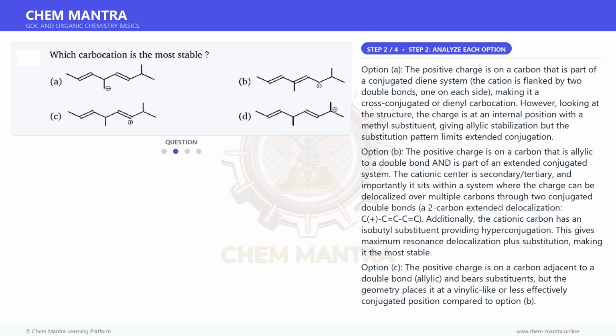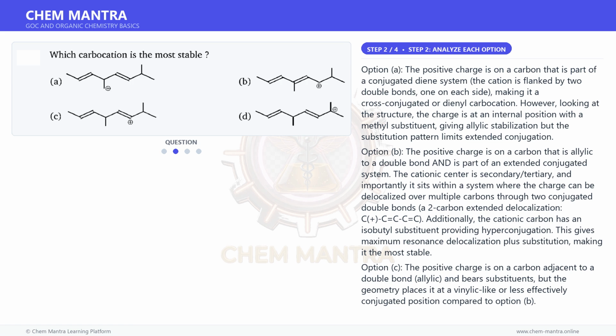Option A. The positive charge is on a carbon that is part of a conjugated diene system. The cation is flanked by 2 double bonds, one on each side, making it a cross-conjugated or dienyl carbocation. However, looking at the structure, the charge is at an internal position with a methyl substituent, giving allylic stabilization, but the substitution pattern limits extended conjugation.